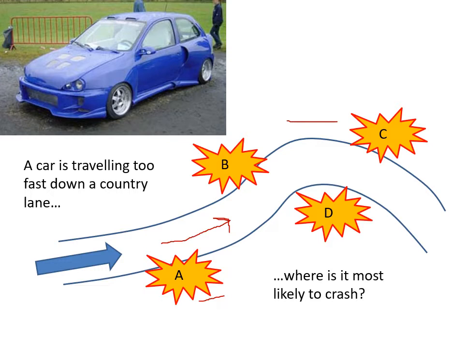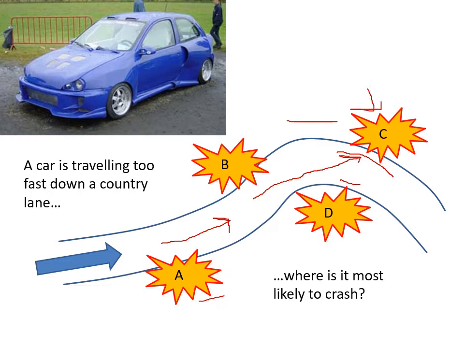And if you chose C, well done, because you are absolutely bang on. It is most likely to crash on the outside of this bend because the momentum of the car will carry it round. Most likely, they're going to understeer and they're going to go straight into corner C. Then very unlikely to go into the inside of the bend, D.